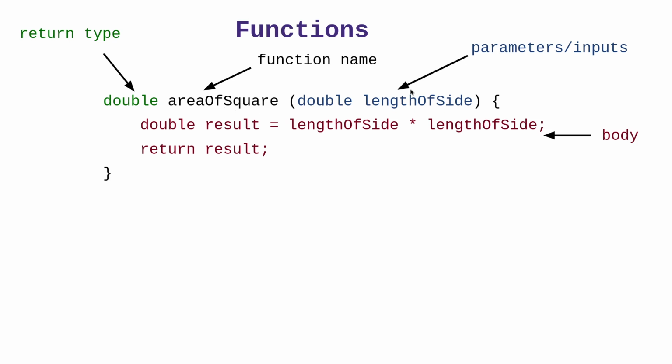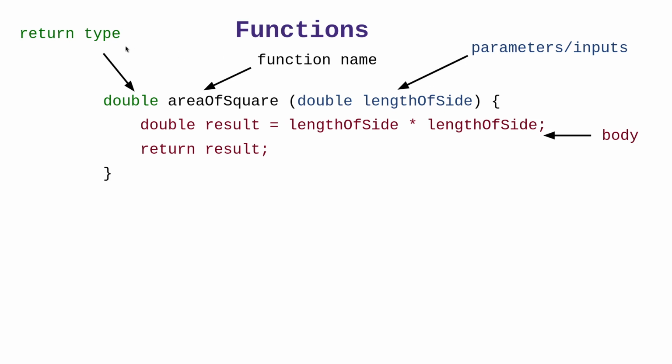Well, this function will take this input, length of side, and it will multiply length of side by itself. In other words, it's squaring. And then it will provide the answer. It will save it into a variable called result. Okay, and then on the next line, it will return that result. It will return the answer to us.